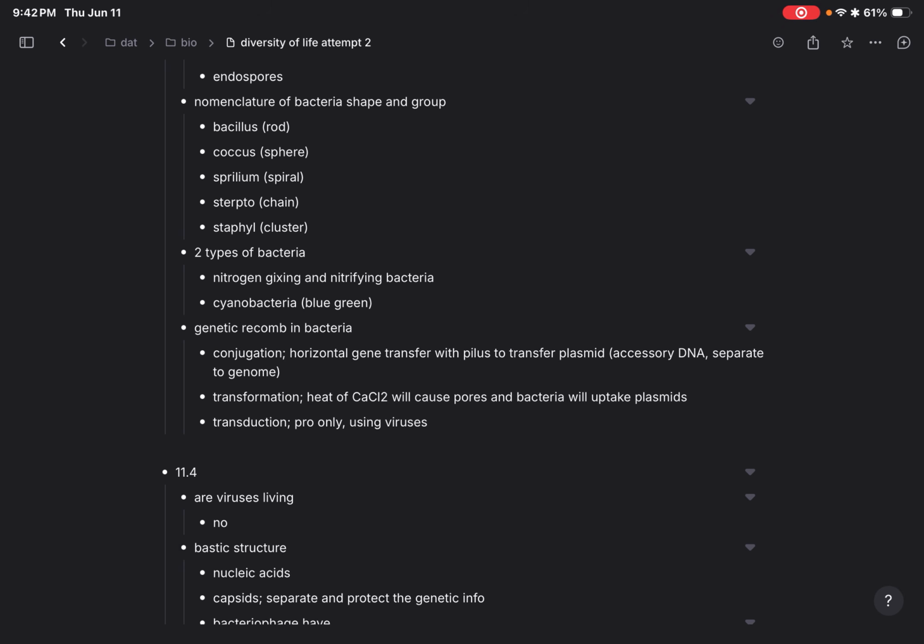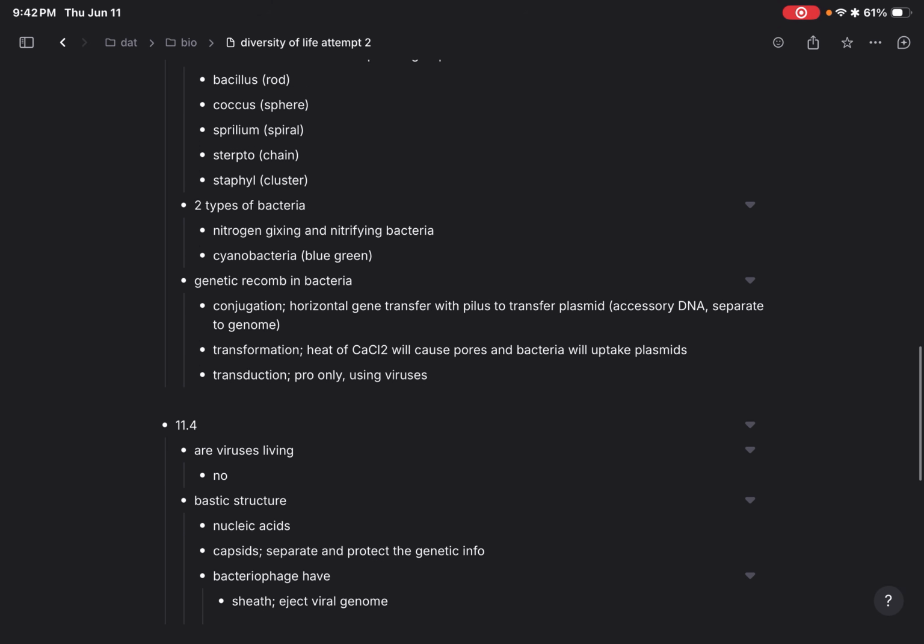There's transformation, which is when you heat up the membrane, and genetic information from outside the cell will come into the cell and be incorporated. That's how we make things like insulin. Then there is transduction, which is just using a virus.